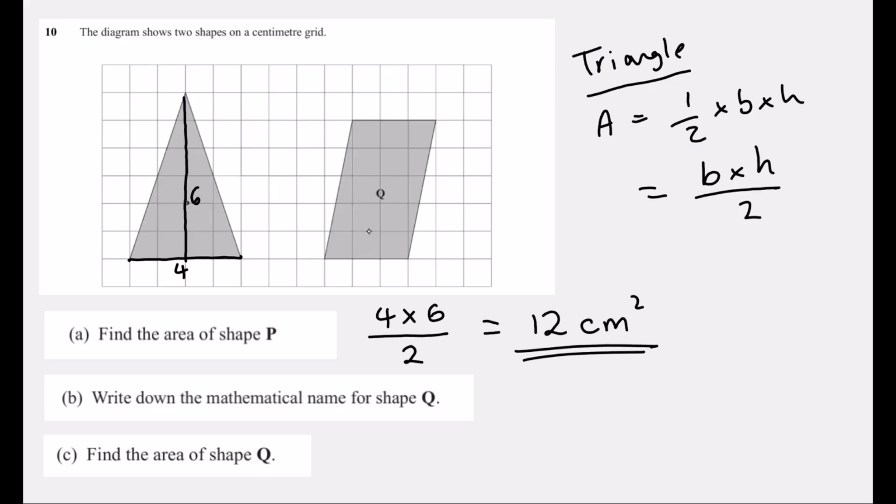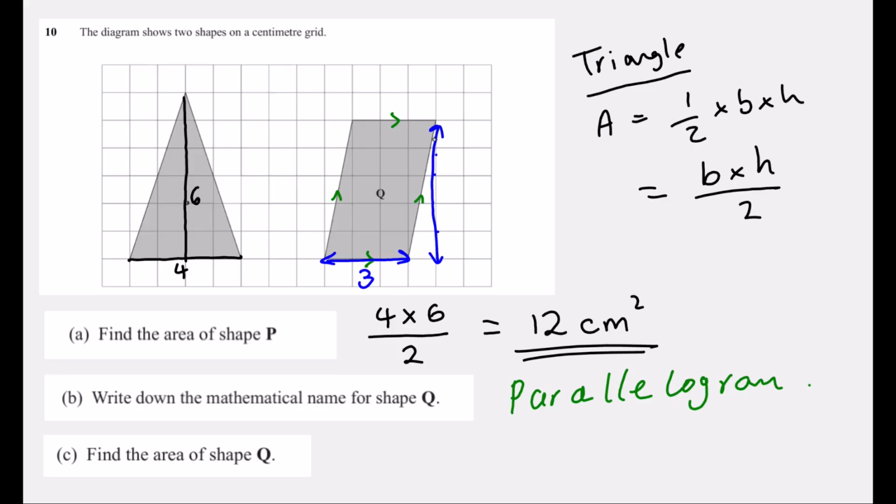So you can see it's got 2 sets of parallel lines. They're parallel and they're parallel. It's called a parallelogram. And find the area of shape Q. So a parallelogram is just like a rectangle. It's base times height. So we've got a base of 3, got a height of 1, 2, 3, 4, 5. So the area is 3 times 5. So that's 15 centimeters squared.